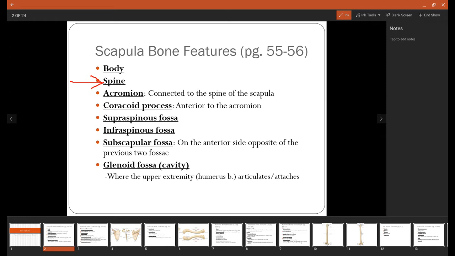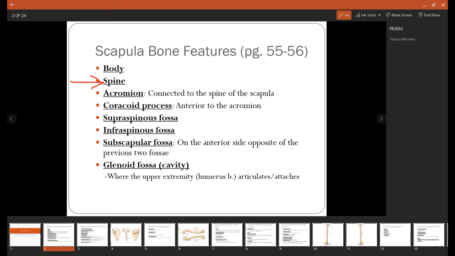We also have three fossae that we're going to see on the scapula. Our first one's called the supraspinous fossa. If you'll recall, fossa means shallow depression. Supraspinous, if we break that word down, is just telling you it is above the spine. So this is a shallow depression located above the spine, and it will be found posterior. Infraspinous fossa will just be the shallow depression below the spine, and also it'll be located on the posterior side.